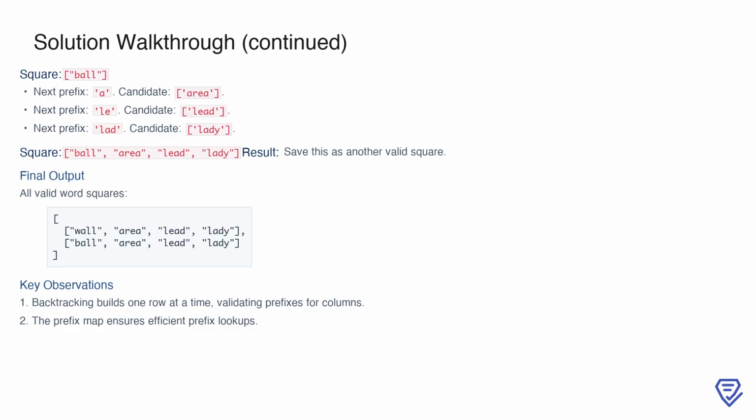Finally, the fourth row must fit the prefix "lad", and "lady" completes the square. This gives us another valid square: ball, area, lead, lady. By systematically exploring all possibilities, we identify all valid word squares. The final output includes the squares wall, area, lead, lady, and ball, area, lead, lady.